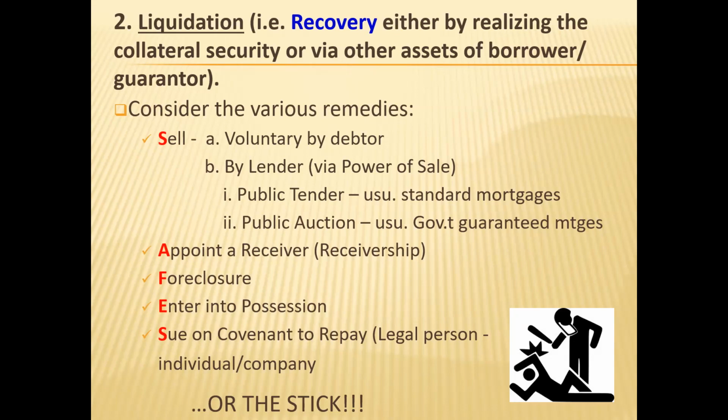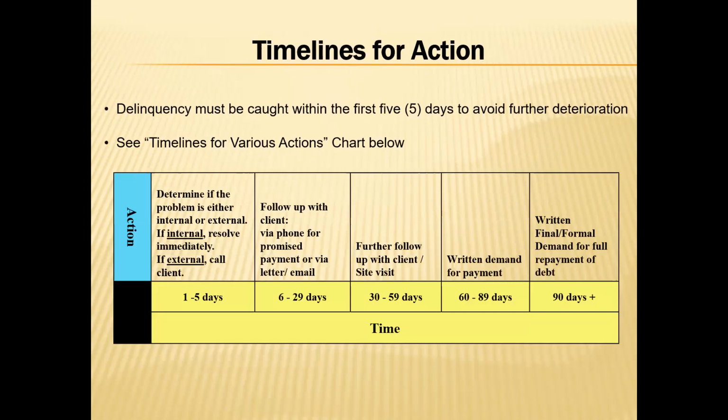Okay, so timelines for action. That'll be on the bottom of page 65. It says that delinquency must be caught within the first 5 days to avoid further deterioration. If you wait longer than 5 days, it becomes more and more difficult to get your payment.